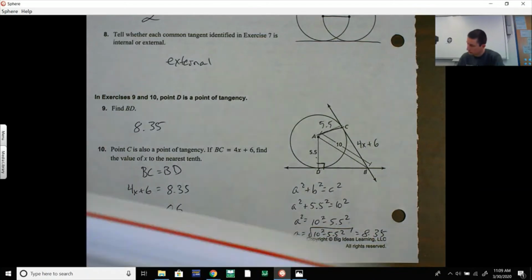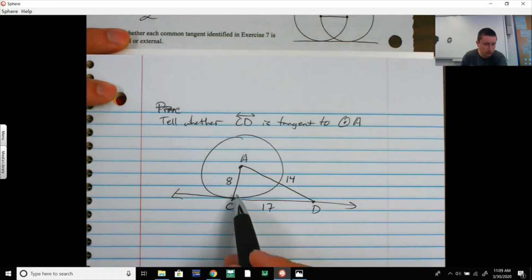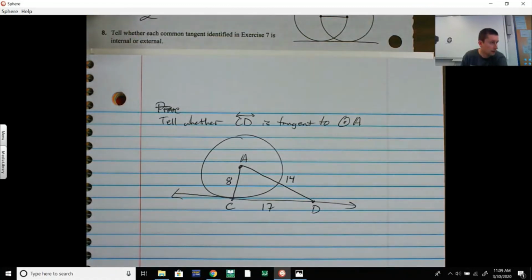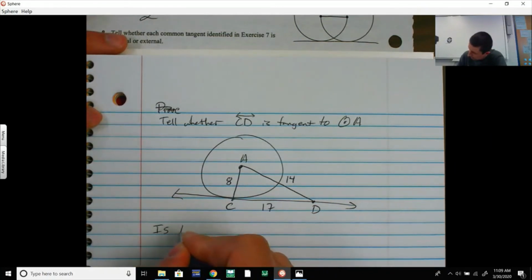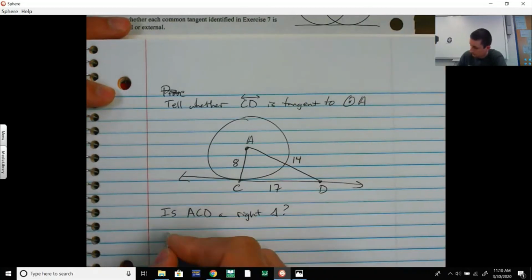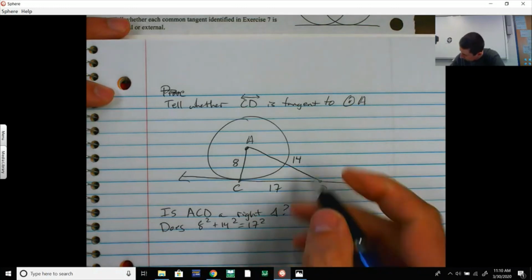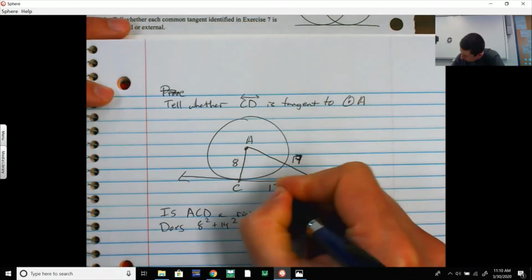Okay, you will have questions like this. Tell whether CD is tangent to circle A. So they give you enough information here. And it's all dependent on whether it's a right triangle or not. Okay, so is ACD a right triangle? So we're going to use Pythagorean theorem. Does 8 squared plus 14 squared equal 17 squared? Remember, oh, I wrote that wrong. That should be 17. That should be 14.